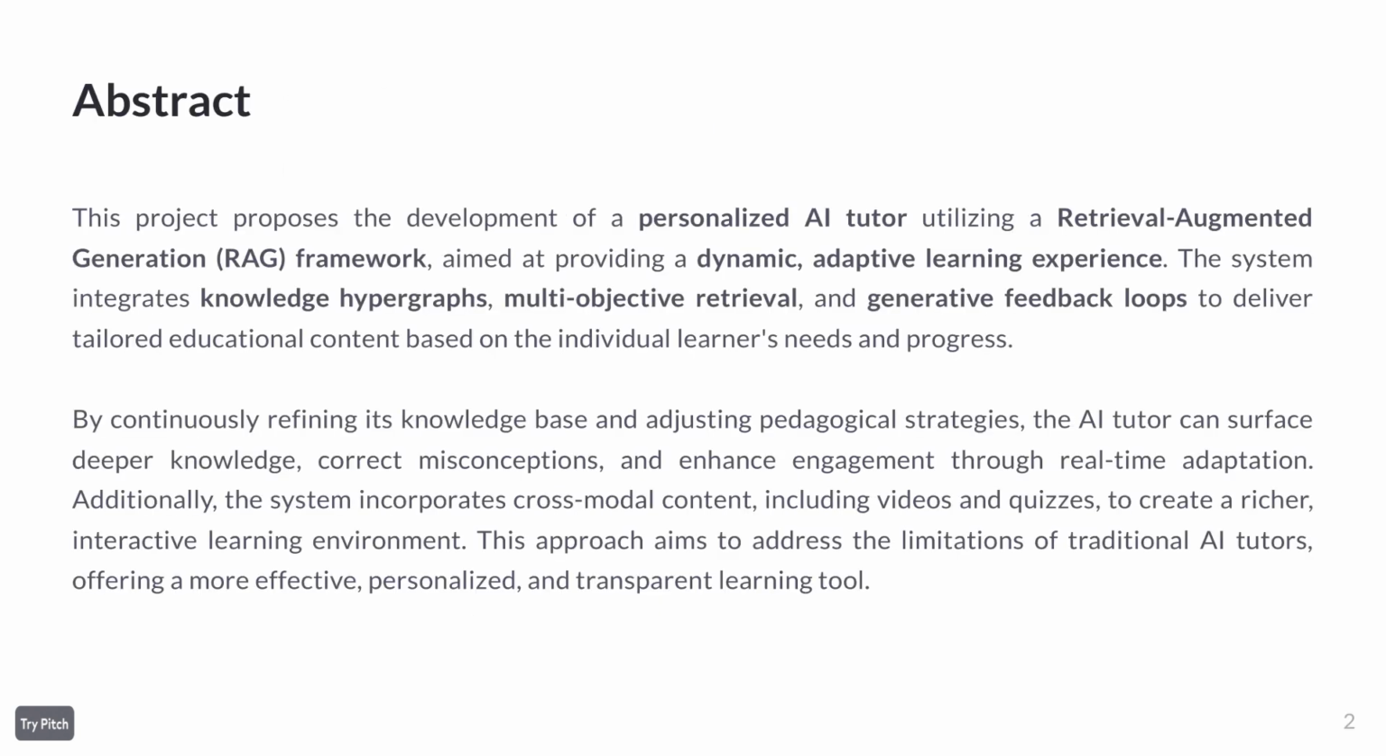The main goal of this project is to design an AI tutor that can dynamically adapt educational content based on the learner's needs. Traditional AI systems often deliver static, one-size-fits-all answers. In contrast, our approach uses knowledge hypergraphs and generative feedback loops to customize responses and learning strategies in real time. By addressing learners' misconceptions immediately and evolving as the learner progresses, this tutor aims to offer a far more personalized, effective, and transparent learning journey compared to conventional AI models.